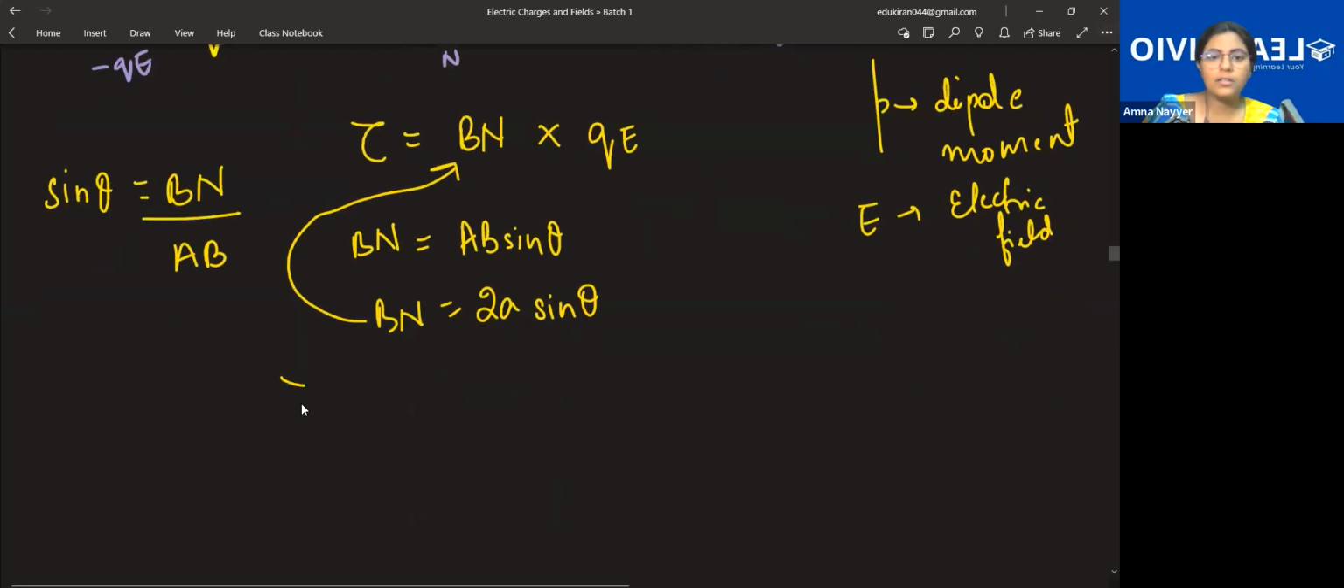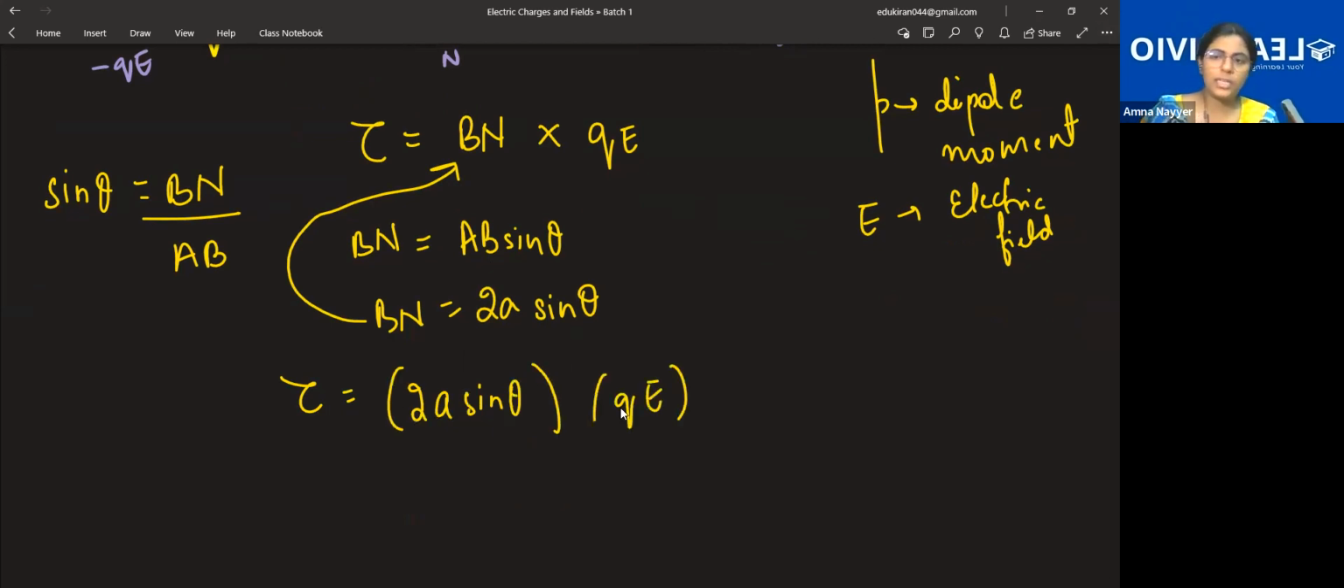So torque is equal to, look class, you have the entire derivation done. Almost the entire derivation is done. If we put it, this is 2A sine theta. This is BN into Q. Now you have this with you. This is your final answer.